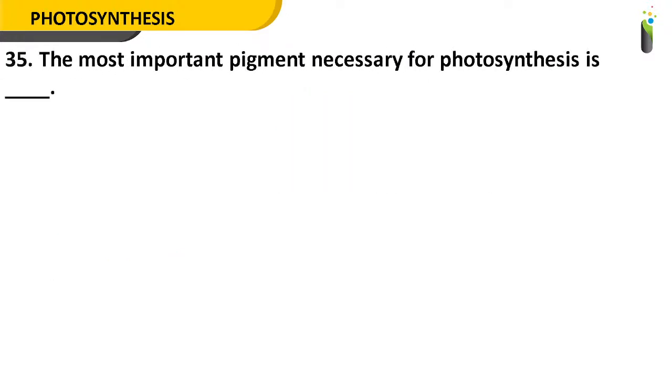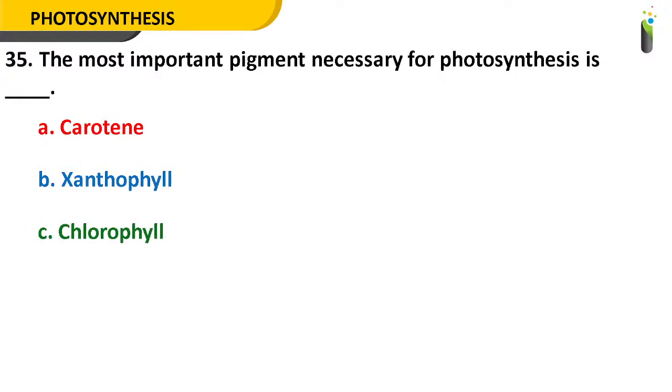Question number 35. The most important pigment necessary for photosynthesis is dash. A, keratin. B, xanthophyll. C, chlorophyll. D, anthocyanin. It's quite an easier question to solve. So tell me, which is the most important pigment necessary for photosynthesis?